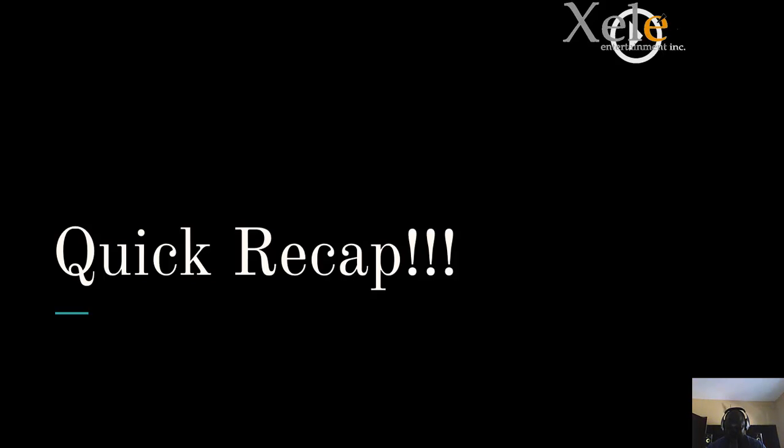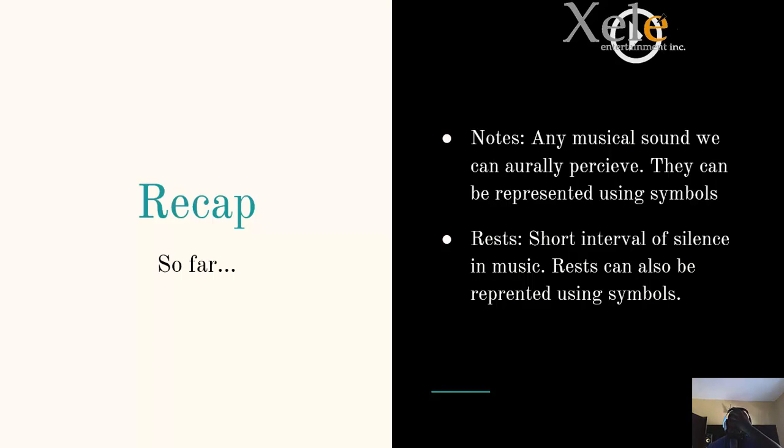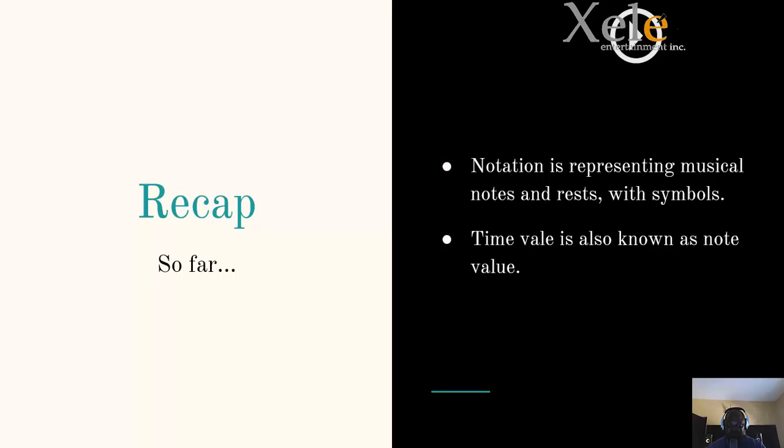Again, another quick recap. We said that so far we have established that notes are musical sounds that we can hear, that we can orally perceive, and they can be represented using symbols. We said rests are short intervals of silence in music, and rests also can be represented using symbols. We said notation is when we represent musical notes and rests with symbols.